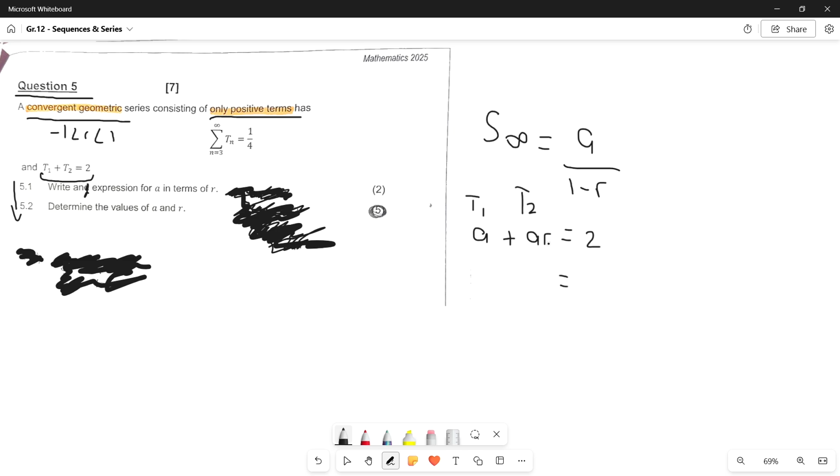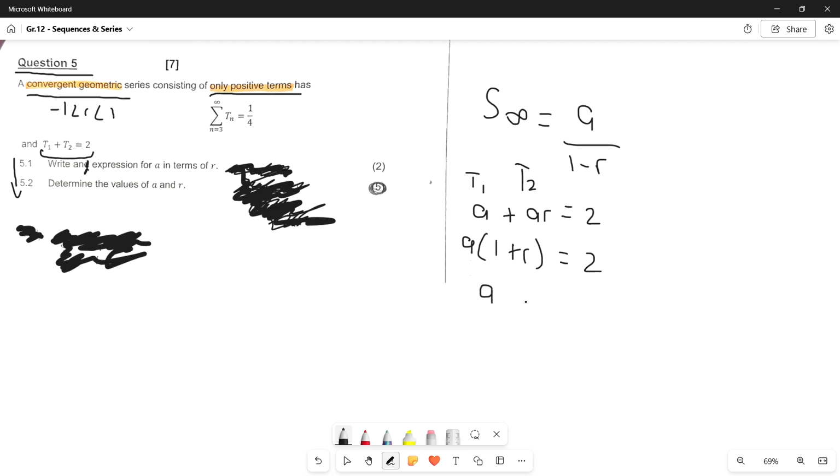what they told us, which means we can set this equation up and we can factorize our A out, because we want to get an expression for A by itself in terms of R, which means we have A brackets 1 plus R over there, and that equals 2. From there, we can isolate for A by taking our 1 plus R to the bottom, the denominator of the right side, because we're dividing it on both sides. So we have 2 divided by 1 plus R. And this just earned us 2 marks because we wrote the expression for A in terms of R. So there's just an R here and an A.